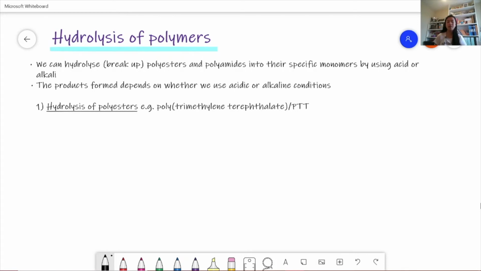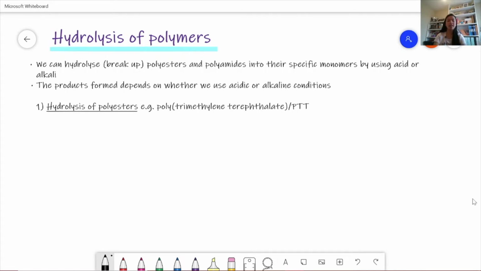the alcohol. And so the first thing we need to remember is that polyesters are made out of dicarboxylic acids and diols. And so when we hydrolyze it, we either form the salt of the dicarboxylic acid, or the dicarboxylic acid and the diols.